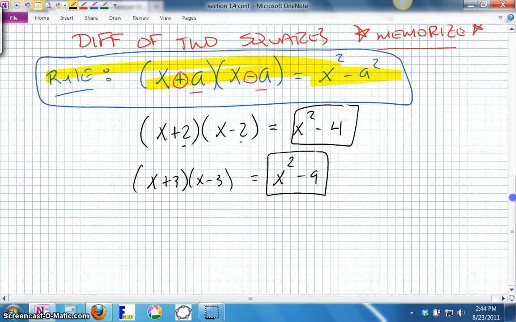All right. Let's kick it up a notch to these harder ones. Let's talk about perfect squares.